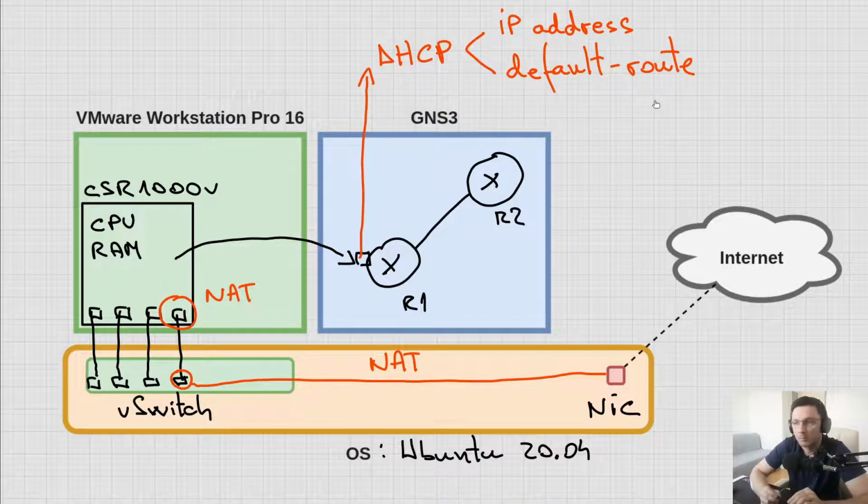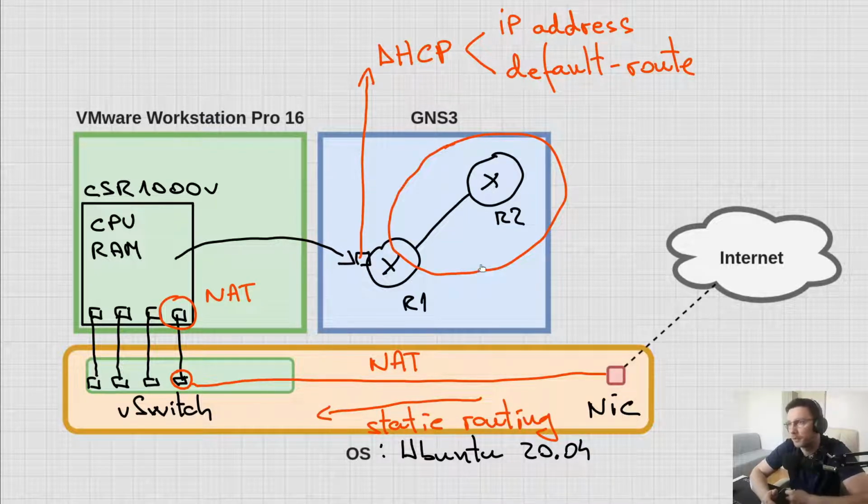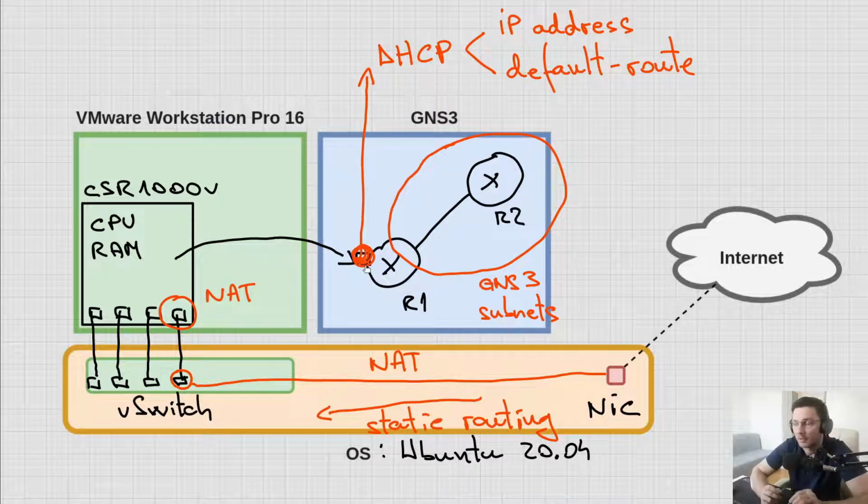To make the connectivity possible, we will need to configure static routing on our host to whatever subnets we will configure here. So this will be the GNS3 subnets. And we will configure a static route via whatever IP address will be received on this interface.